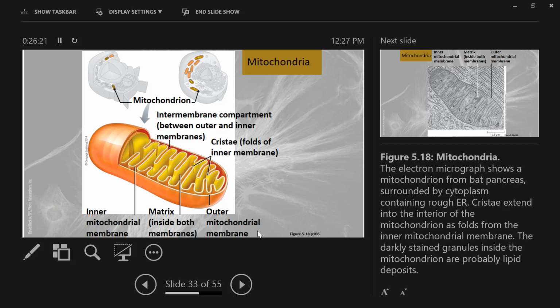And so here are the two membranes of the mitochondria. Here's the inner membrane and the outer membrane. You've got this intermembrane space. Inside of here is the matrix. And these are the folds, the cristae, that provide a great deal of surface area.